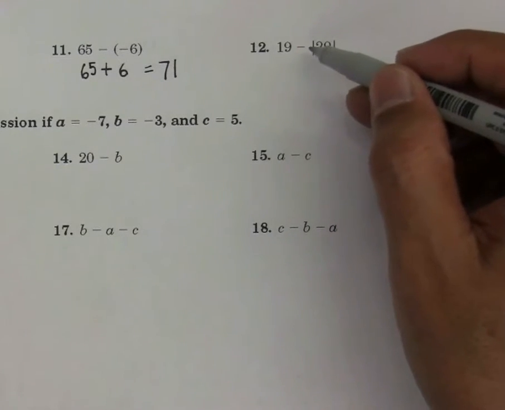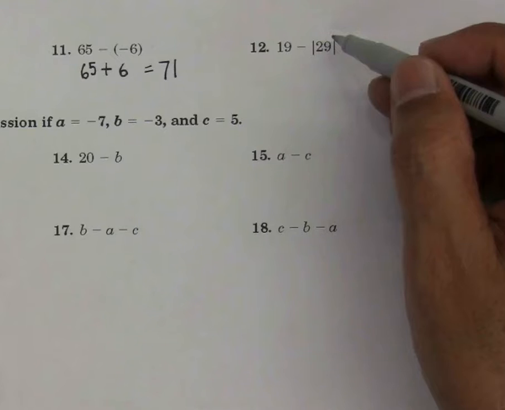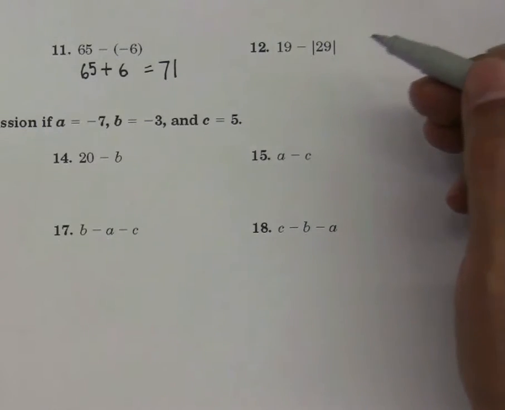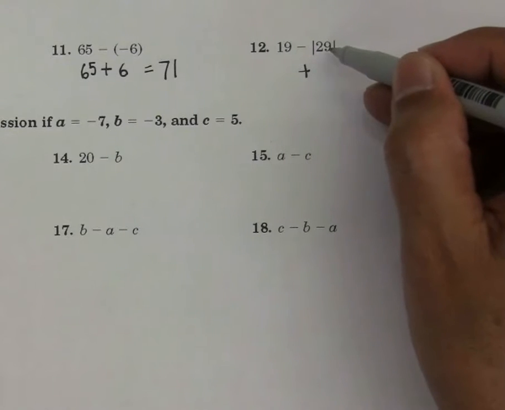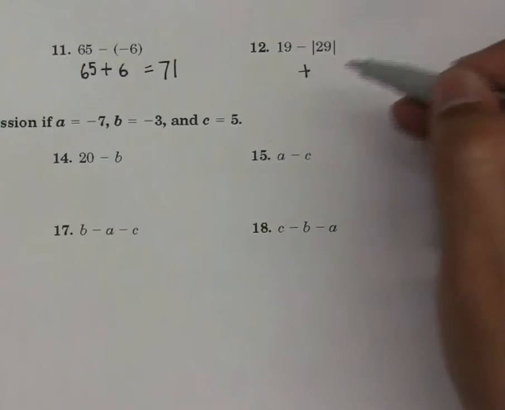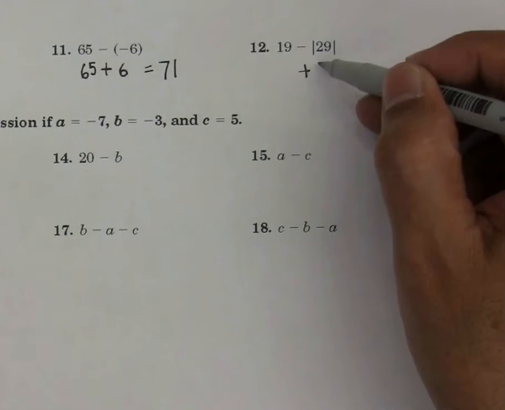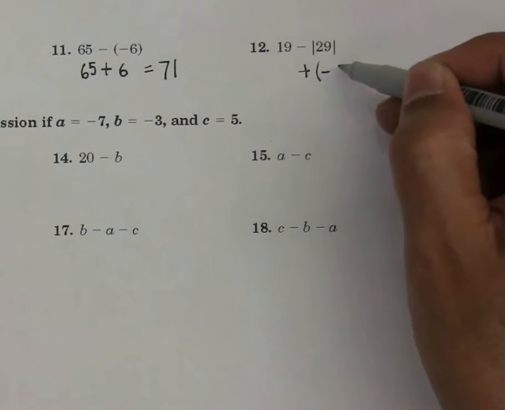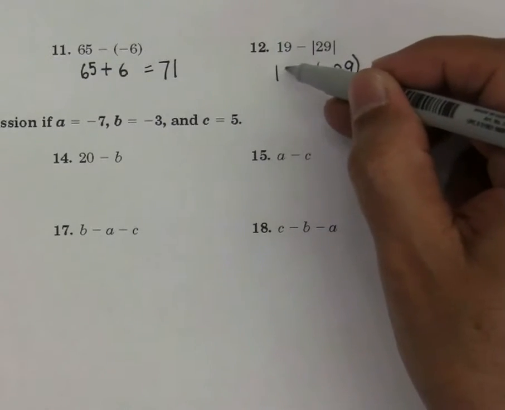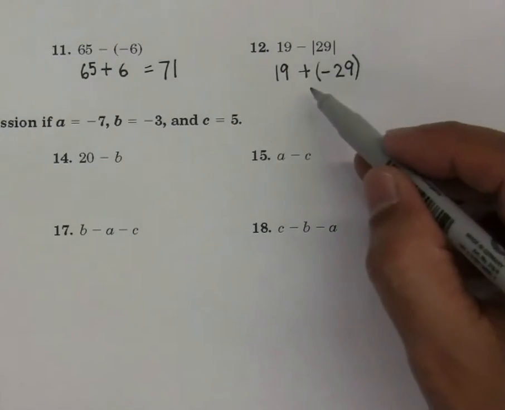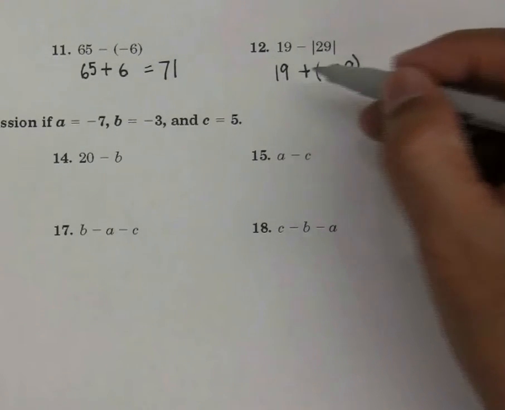Here we have to subtract the absolute value of 29, which is 29. So to subtract, I'm going to add the opposite of 29, the absolute value of 29. The opposite of 29 is negative 29. So in this case I have 19 plus negative 29.